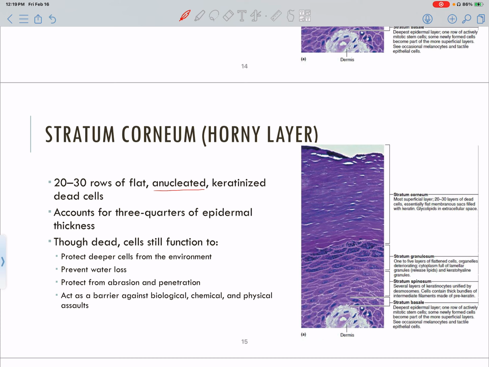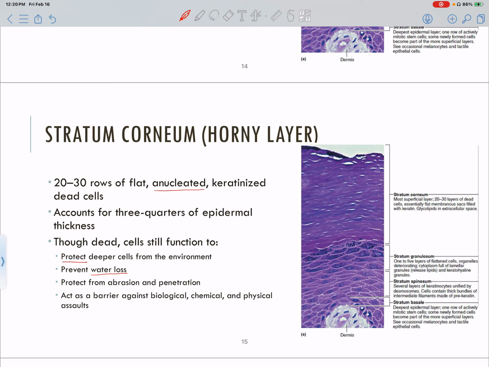And even though they're dead, they provide a huge amount of function for us, including protection because they retain the keratin. They have the glycolipids from the granules from the stratum granulosum, so they help prevent water loss. And they also protect against abrasion and penetration. And they can act as a biological chemical barrier as well. So those are the 5 layers.